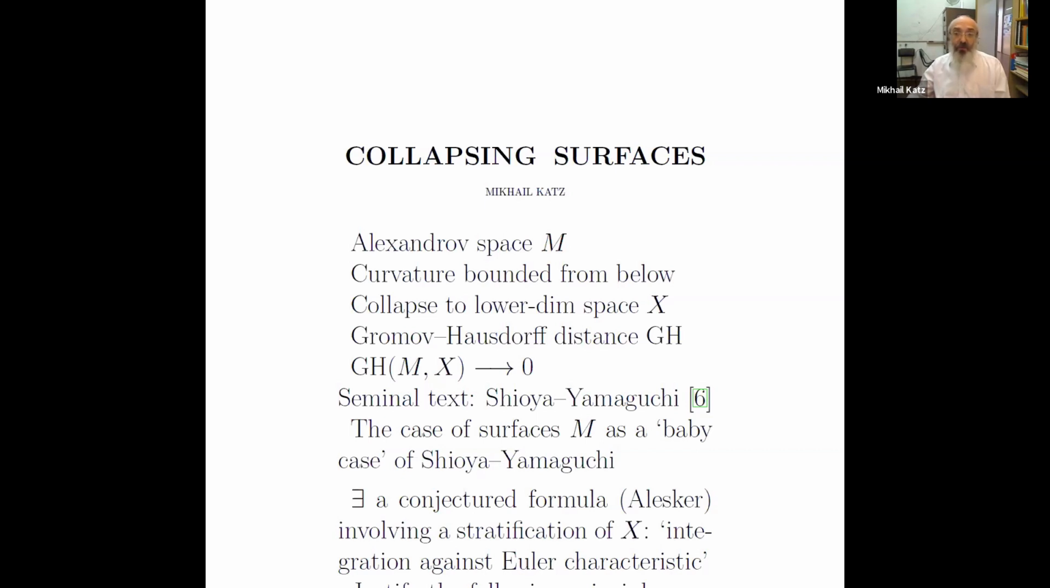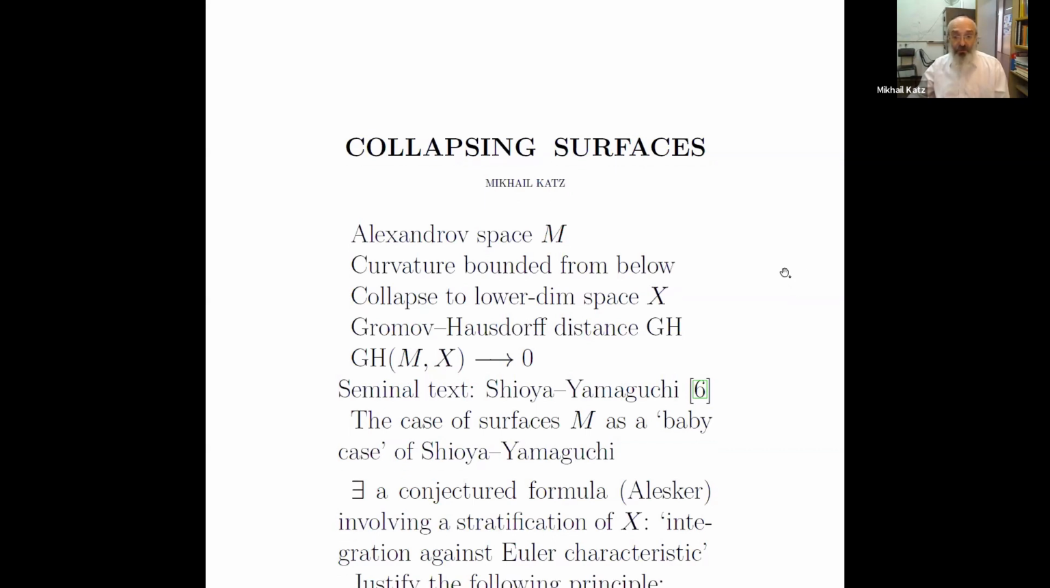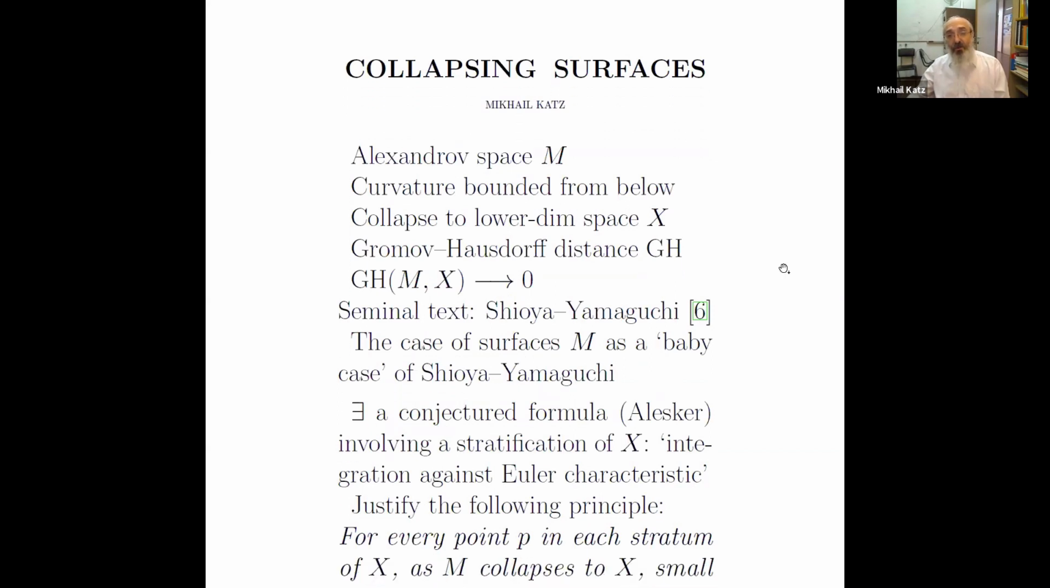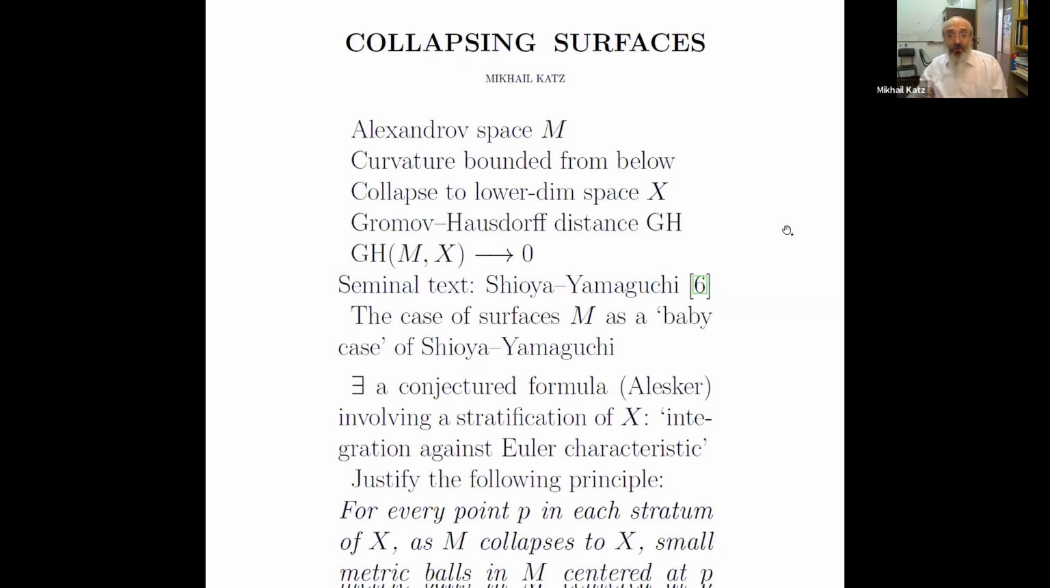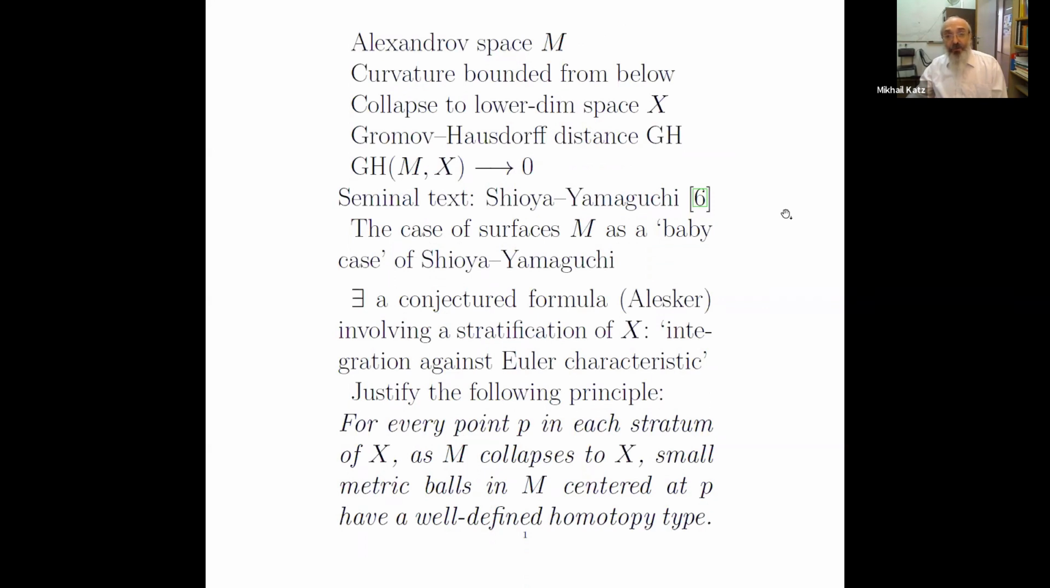And Semyon Olesker was one of the people who was asking various questions about surfaces. So in particular, there's a formula that Olesker conjectured that involves a stratification of X. Here there's a well-known thing that wasn't invented by Olesker called integration against the Euler characteristic, or more precisely, discrete integration against the Euler characteristic. So first and foremost, one needs to justify the following principle in order for this conjectured formula to even begin to make sense.